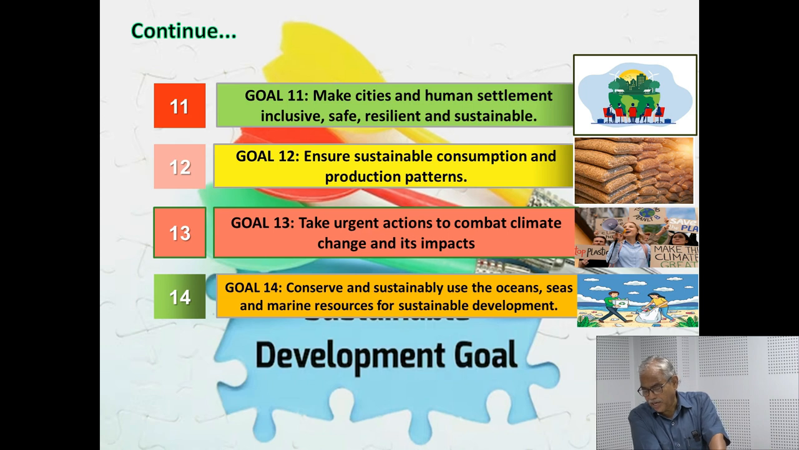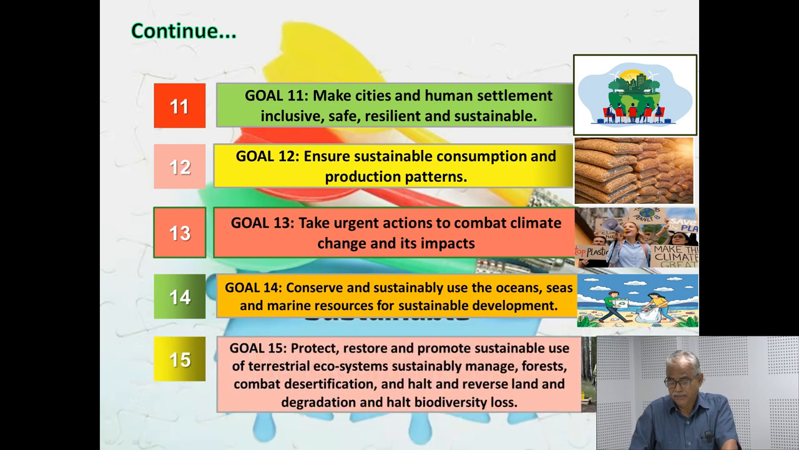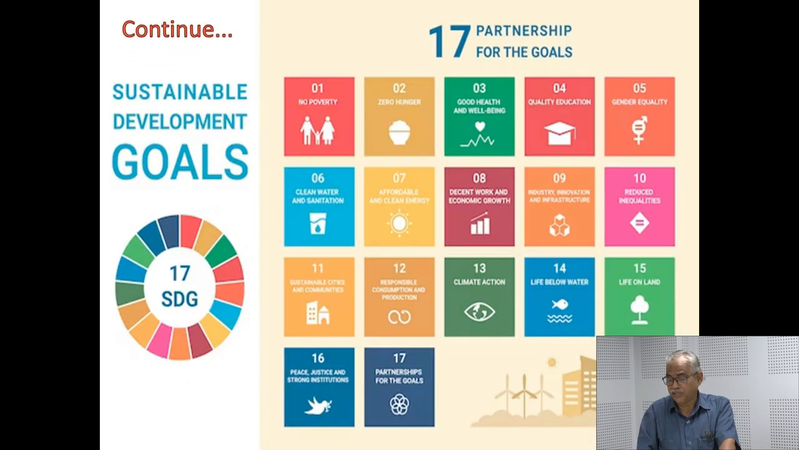Goal 14 is to conserve and sustainably use our oceans, our seas, and our marine resources for sustainable development and for maintaining a healthy, eco-friendly life. Goal 15 is to protect, restore, and promote sustainable use of terrestrial ecosystems, our forests, our living styles, eco-friendly living, and to combat desertification, halt and reverse land degradation, and halt biodiversity loss.